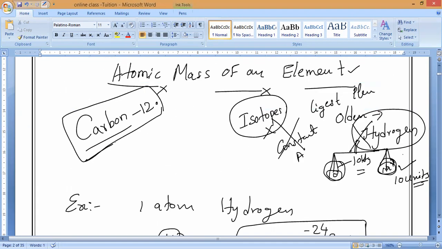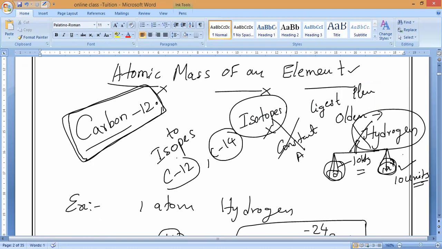Actually, carbon is present in basically two isotopes. One is carbon 12 and another one is carbon 14. But carbon 12 is the most common, present in most of the organic substances. Why not carbon 14? Maybe ask me.